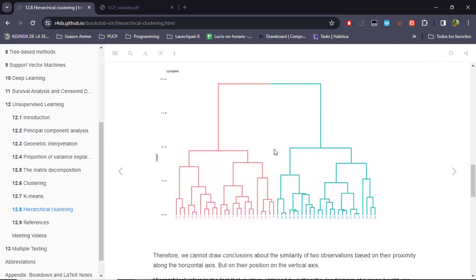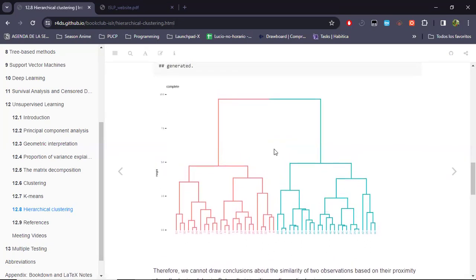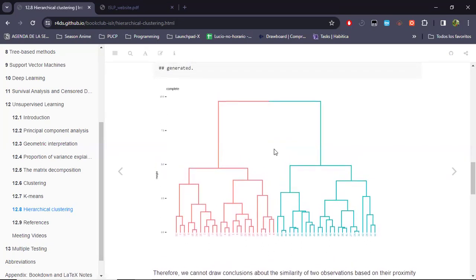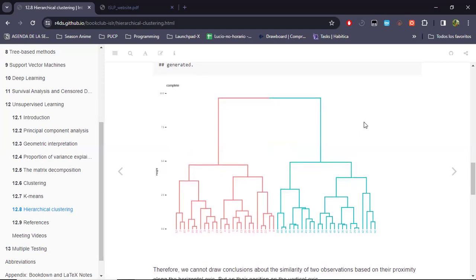For example, there you can see that you can draw a horizontal line to get four groups right there, instead of two. You can get four, you can get more, depending on how you want to partition your data.